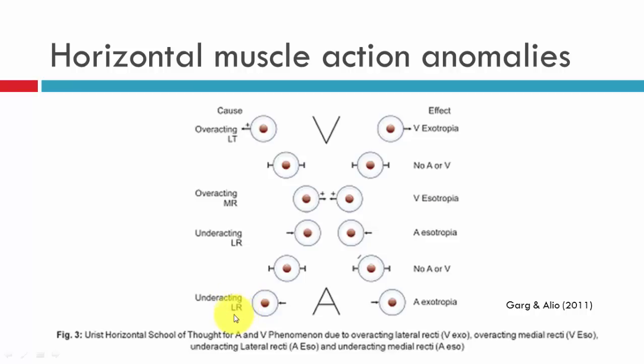This here should be an underacting medial rectus as depicted by the arrows, and an underacting medial rectus will often cause an AXO. And over here, this should be an overacting lateral rectus, not an LT, which represents an increase in abduction. And here are those corrections.